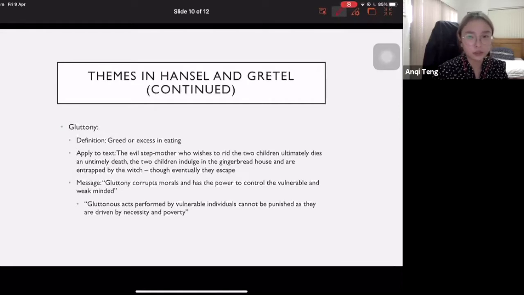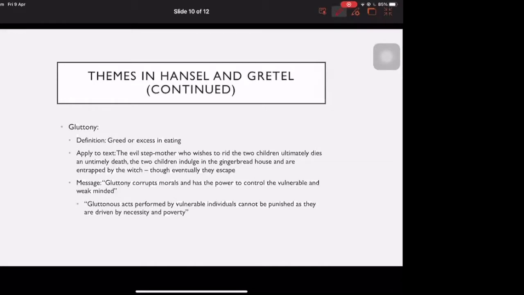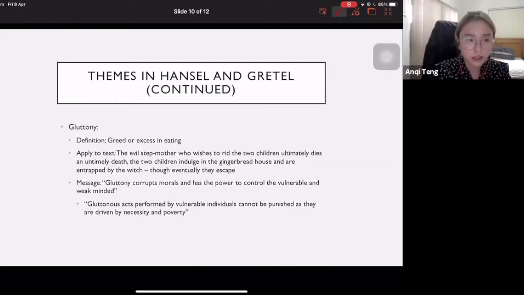Gluttony or greed or power, even though as a society we do see them as negative traits or sins, there are still multiple facets and multiple sides to those themes in which we can see the positives. Okay? And when a text looks at these from different characters' perspectives, we are able to see that.